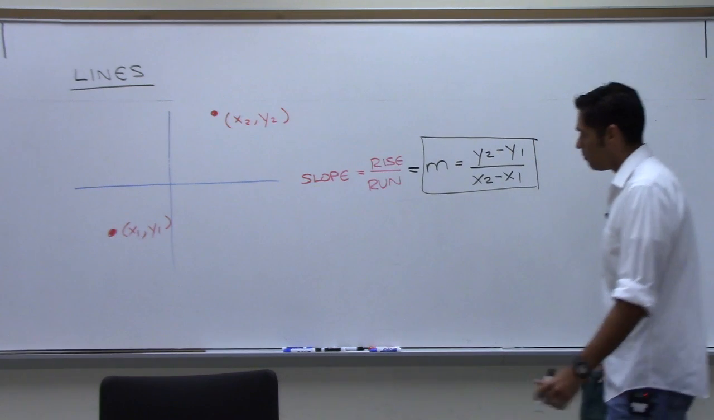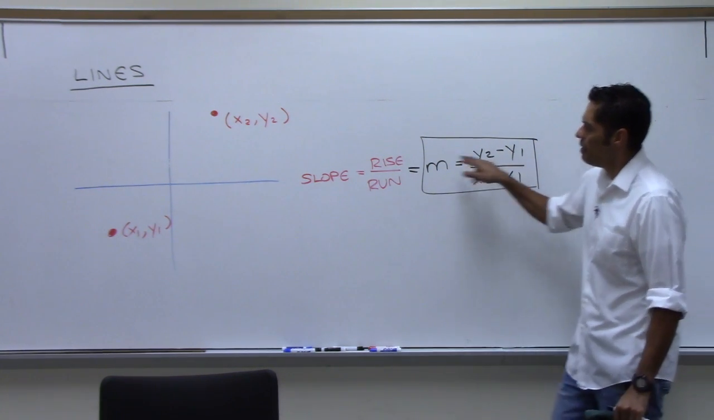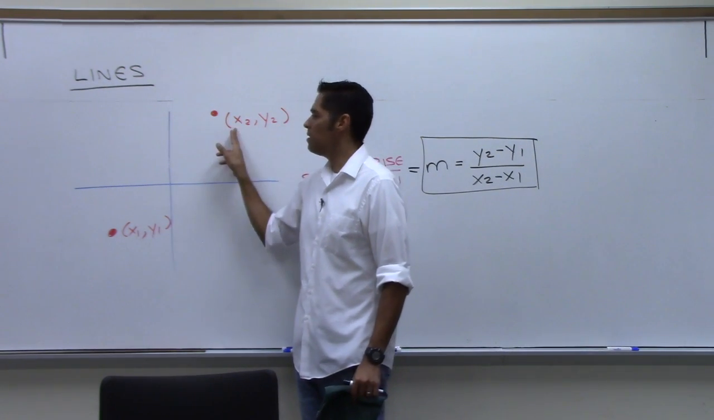Okay. So that's it. That's the definition. So all you're going to do is you're going to take the number here and subtract this number, then divide it by this number minus this number.